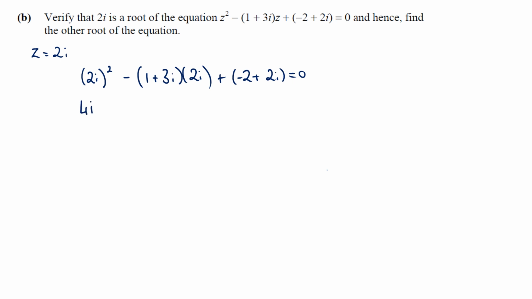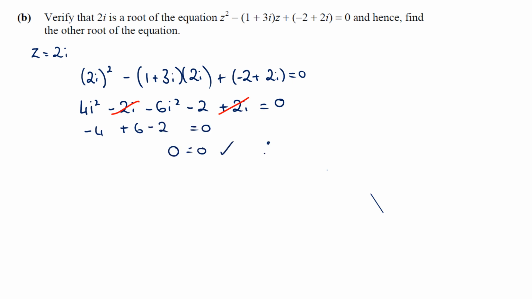So we get 4i squared. Be careful now, you can move the 2i in front if you prefer. So we get minus 2i minus 6i squared minus 2 plus 2i equals 0. I'm going to clean this up a little bit. I have a minus 2i and a plus 2i. I have a minus 4, a plus 6, and a minus 2 equals 0, and that is true. 0 equals 0. Therefore, 2i is a root. Okay, so just like we would in algebra or in functions.